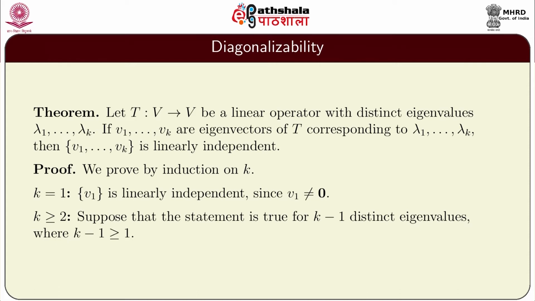If k is 1, then the vector V1, which is an eigenvector corresponding to the eigenvalue lambda 1, is obviously non-zero, and therefore the singleton V1 is linearly independent. Now suppose that k is at least 2 and that the statement is true for k minus 1 distinct eigenvalues, and obviously k minus 1 is at least 1.